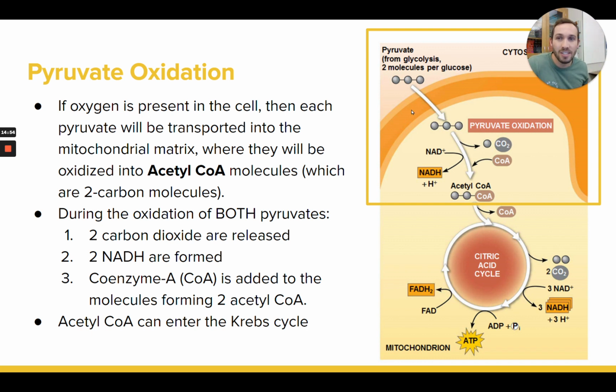But basically what's going to happen is we're going to take the pyruvate that we ended glycolysis with, and we're going to turn it into a molecule called acetyl-CoA. So pyruvate is going to become this molecule called acetyl-CoA. Now, acetyl-CoA is only a 2-carbon molecule. As you guys can see here, it has 2 carbons, no longer 3 carbons. So we just lost a carbon. So we went from 3 carbons in pyruvate to 2 carbons in acetyl-CoA.